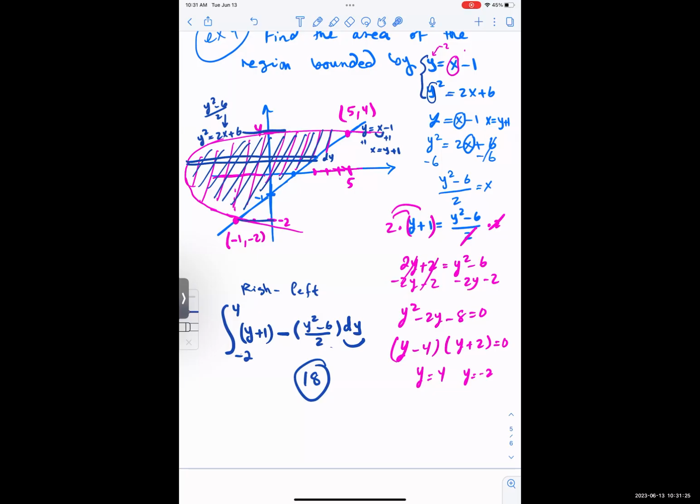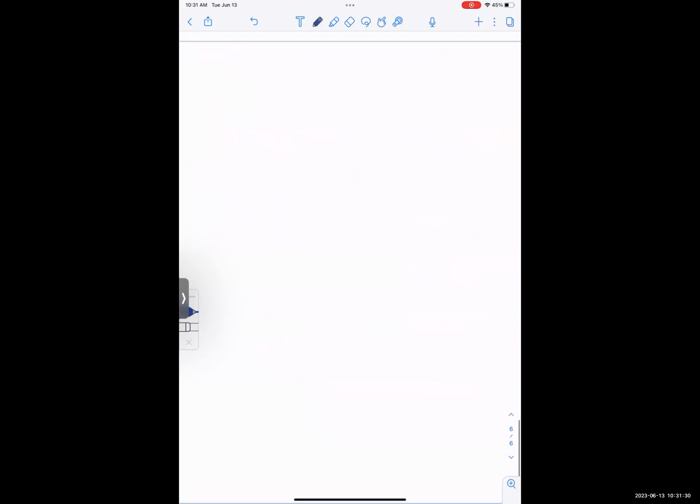So let's just go to the volume of revolution now. 6.2, finding volumes. And specifically, volumes of revolutions. Okay.